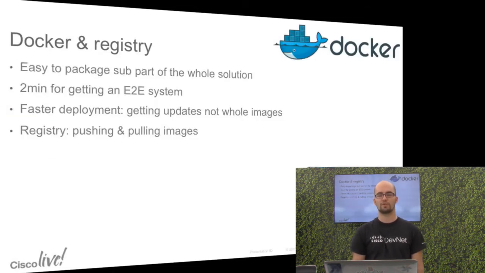Why we use Docker and the registry that comes with it is that it is really easy to package subparts of the whole solution. With only 2 minutes, I can get an end-to-end system running on my workstation. And it allows faster deployment because the first time you get the whole image, but after you only get the delta that has been done on the container. And we use the registry just for pushing and pulling images.